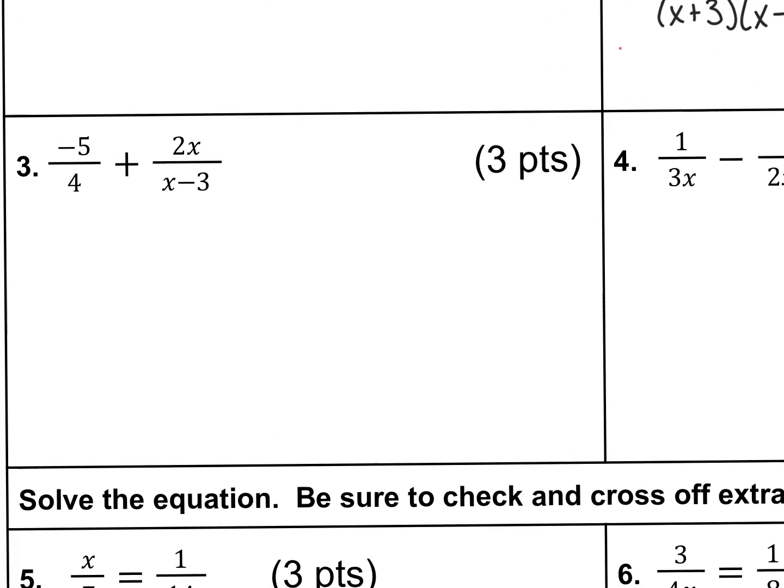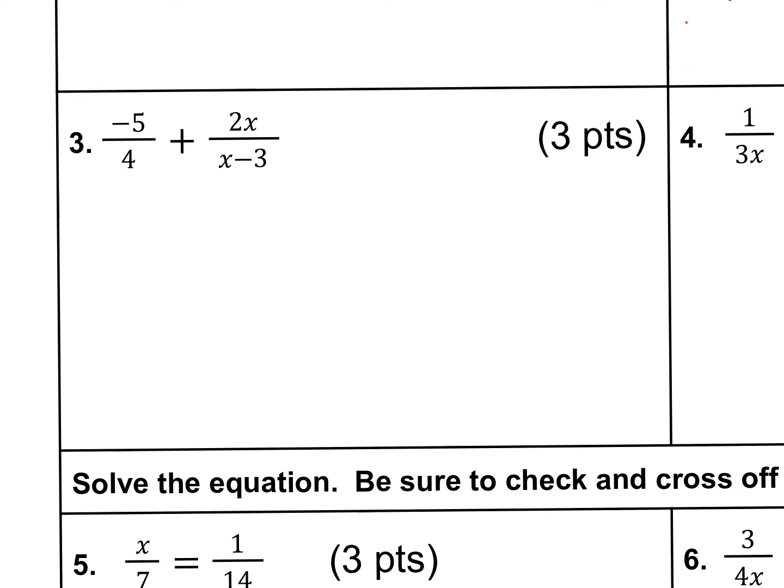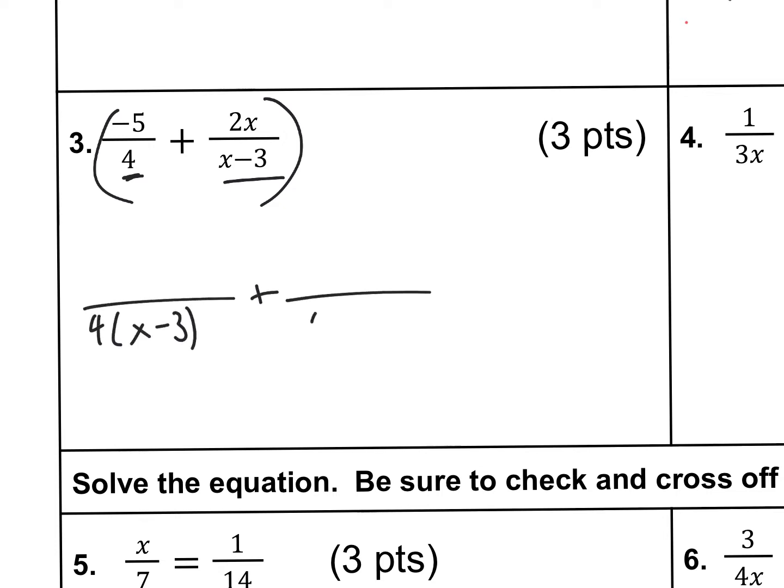Cool. Number 3, are those the same denominator? No. What's the denominator going to be? Yeah, so we got a monomial, right, which is 4, and we have a binomial. We need both. They're not the same thing. They're never going to be, okay? 4 times x minus 3. There we go. 4 times x minus 3 is going to be that denominator.